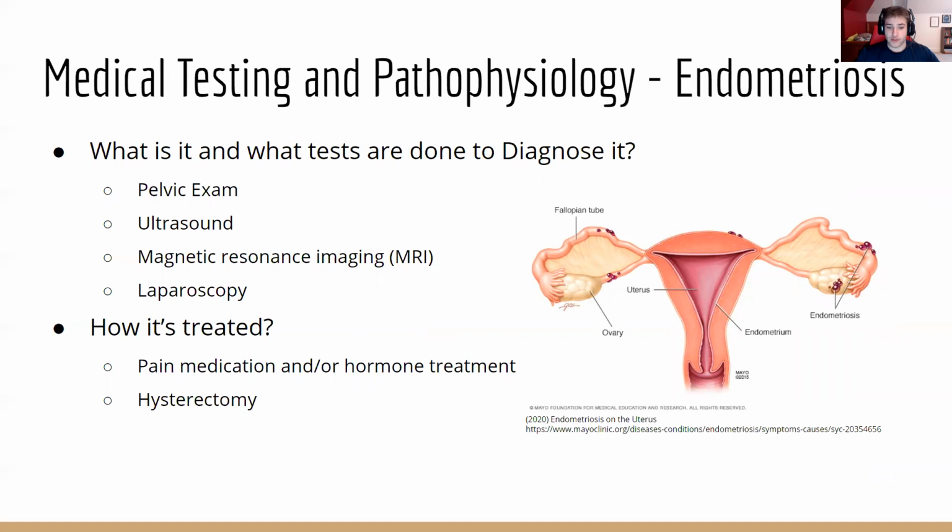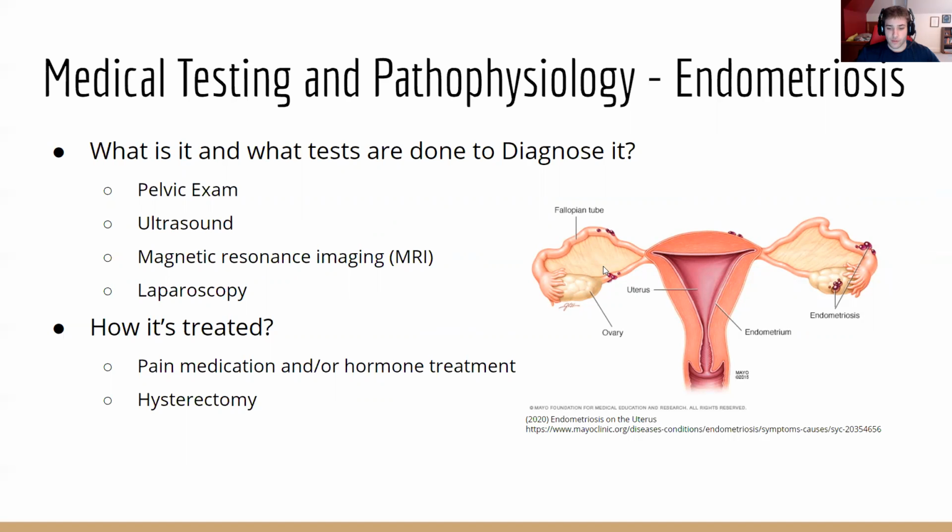So how are medical tests done on the uterus? I think a good way to learn about medical tests done is by looking at a pathophysiology of the uterus. The one I have picked is called endometriosis. Endometriosis is a condition where the endometrium, as stated earlier, begins to grow on the outside of the uterus.